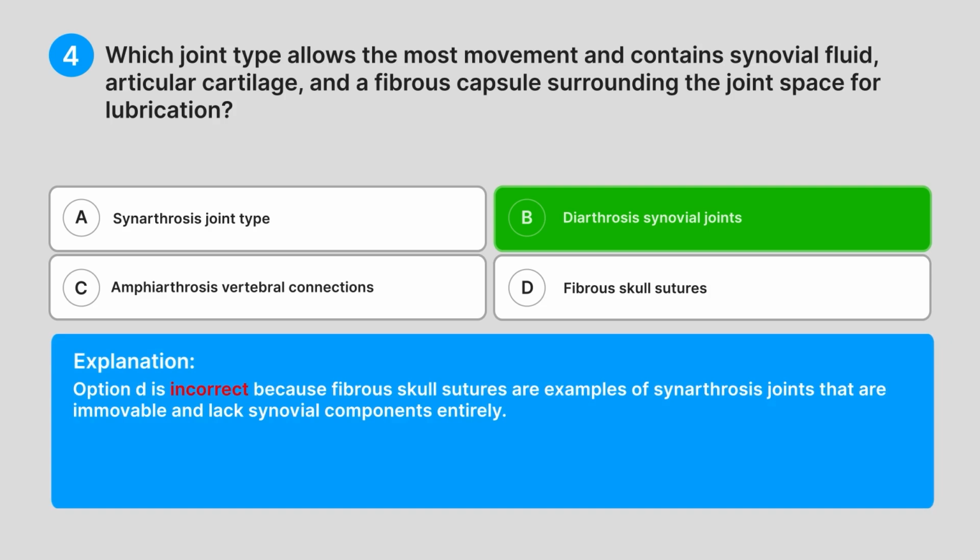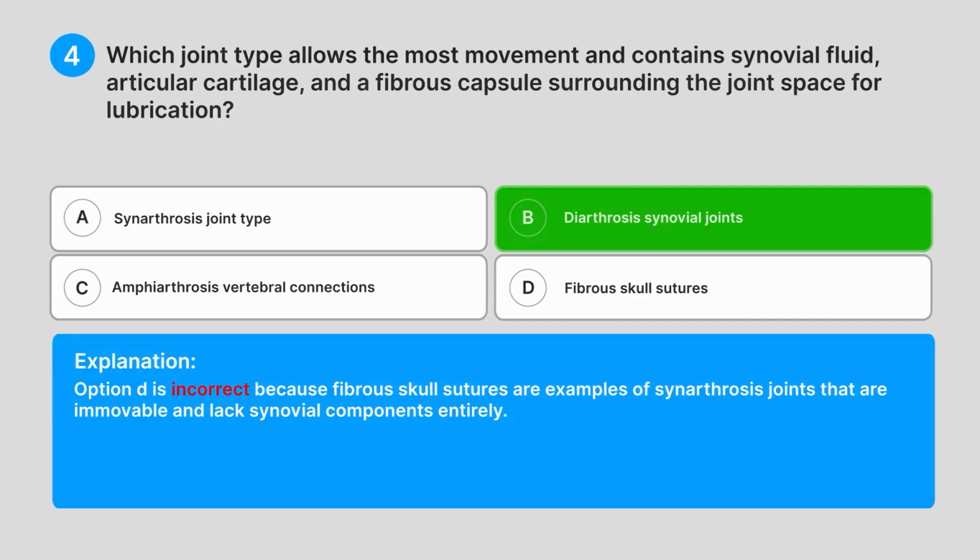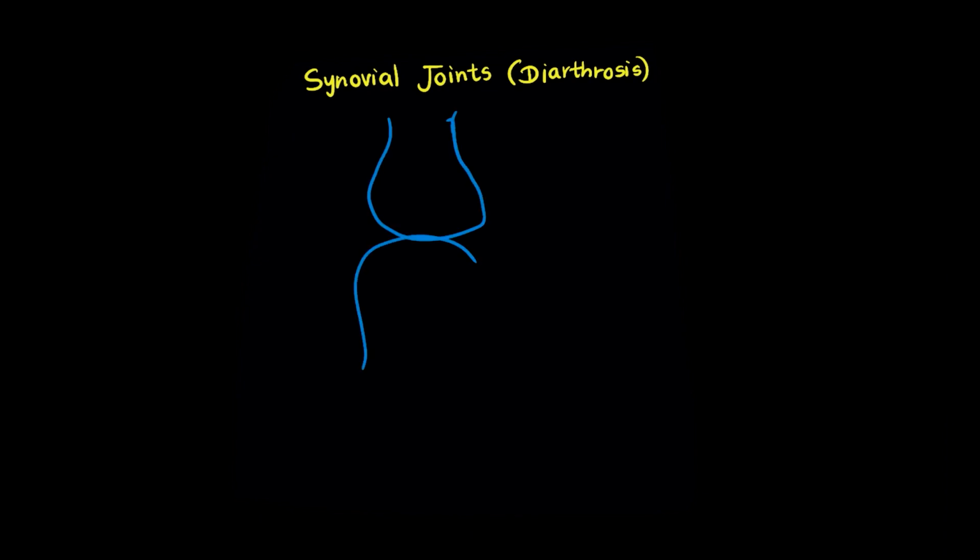Option D is incorrect because fibrous skull sutures are examples of synarthrosis joints that are immovable and lack synovial components entirely. Now let's examine the joint that allows you to throw a ball, dance, or simply wave hello, the synovial joint, also called diarthrosis. These are the body's most mobile joints, and they're engineering marvels.